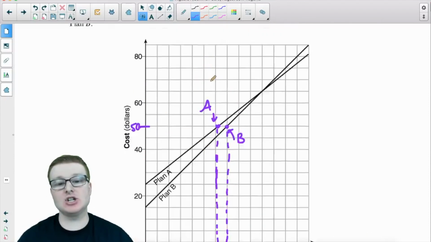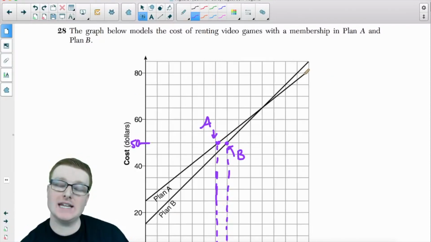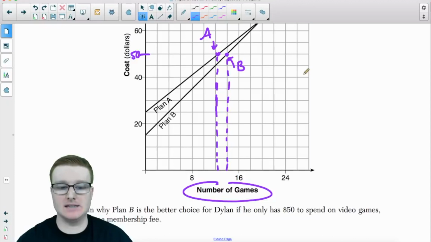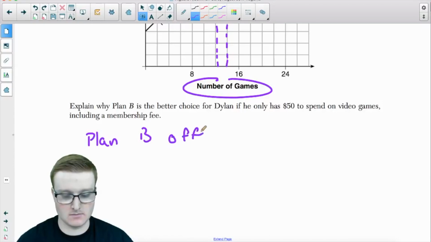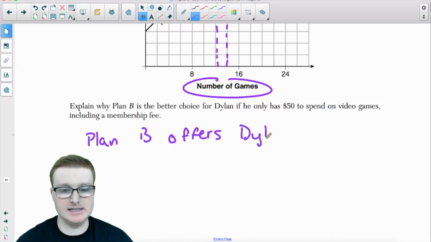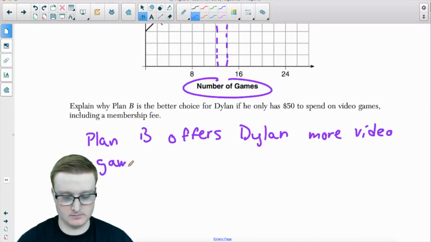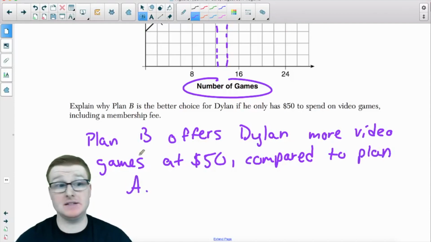And I mean, look, eventually A will become the better one just because its slope is less than B. But at this point in time, for his $50, plan B is the better option. So we're going to say for Dylan that plan B offers Dylan more video games at $50 compared to plan A. That's it. Nice. Easy peasy. Not too bad.